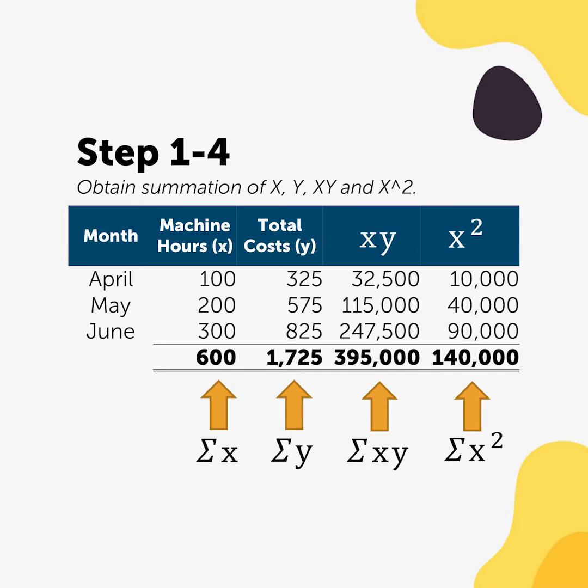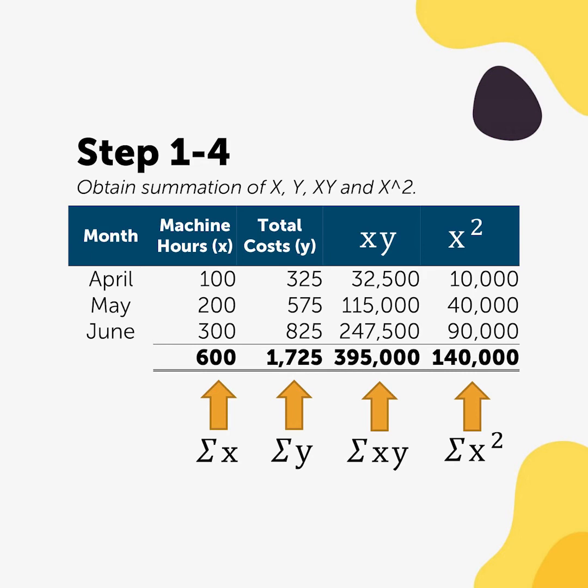So step 1 to 4, obtain the summation of xy as well as x squared. So yung machine hour natin, that is the independent variable x, we simply have to add them up. So 100, 200, 300, total 600. Tapos yung total cost natin, which is the y, we simply also have to add them up. Ang total niya is 1,725. Yan din yung xy, so times mo muna yung machine hour sa total cost. Then, yung pinaka-final figure is 395,000. Yung sum lang ng lahat ng x times y.